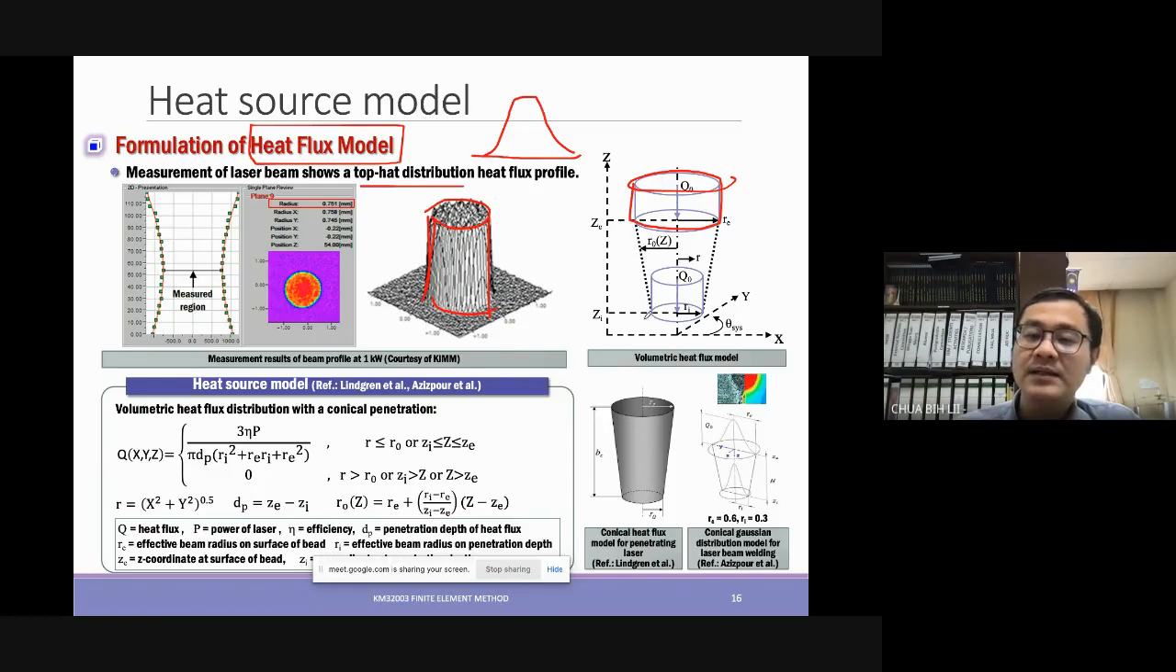And we also implement a penetration depth, decreasing the heat flux according to the depth, so the heat flux being transferred into the material will decrease. This is consistent with others' findings in the literature, by Professor Lingens and also in the paper by Azizpour, because when the laser is melting into the metal itself, it will become liquid and there is a chance that the heat of the laser actually goes into the material, not only on the surface. Therefore we implement a conical type of heat flux, with a penetrating laser, and it is represented by this heat model.